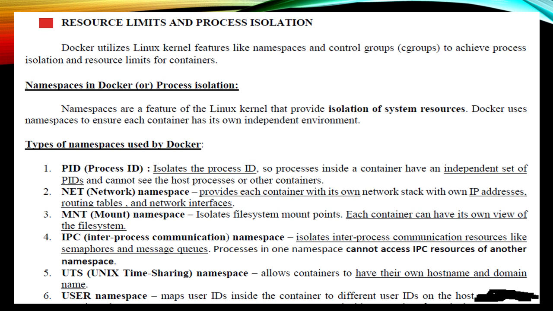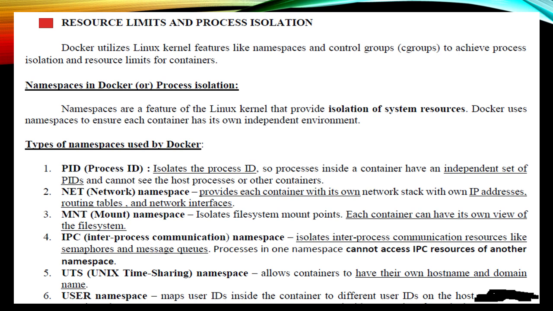Types of namespaces used for Docker. PID, process ID, isolates the process IDs. So processes inside a container have an independent set of process IDs and cannot see the host processes or other containers. NET namespace provides each container with its own network stack, with its own IP address, routing table and network interfaces. MNT namespace, MNT stands for mount, isolates file system mount points. Each container can have its own view of the file system.